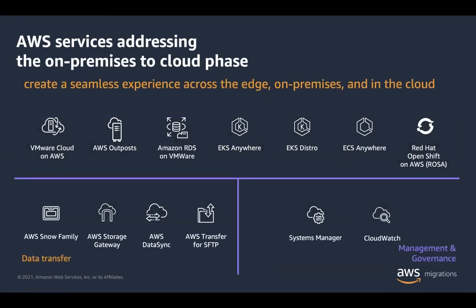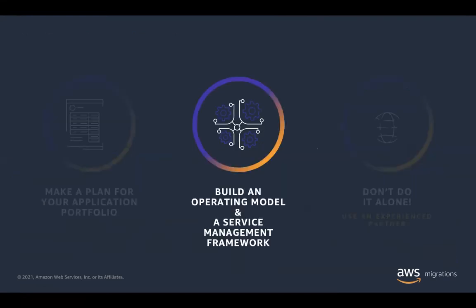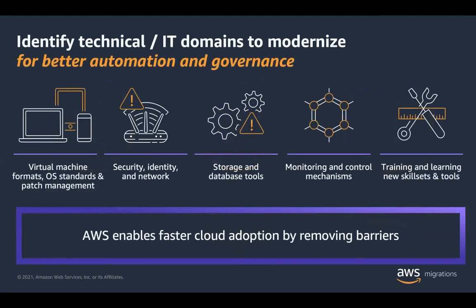There are a lot of AWS services. I'll get to it at a later point in time on how exactly different services come into the picture. The second stage is building an operating model and a service management network. This means you need to identify what domains or what technical expertise you need, the different aspects of any application. There's the network component, there's database component, there's compute component, there's monitoring component.